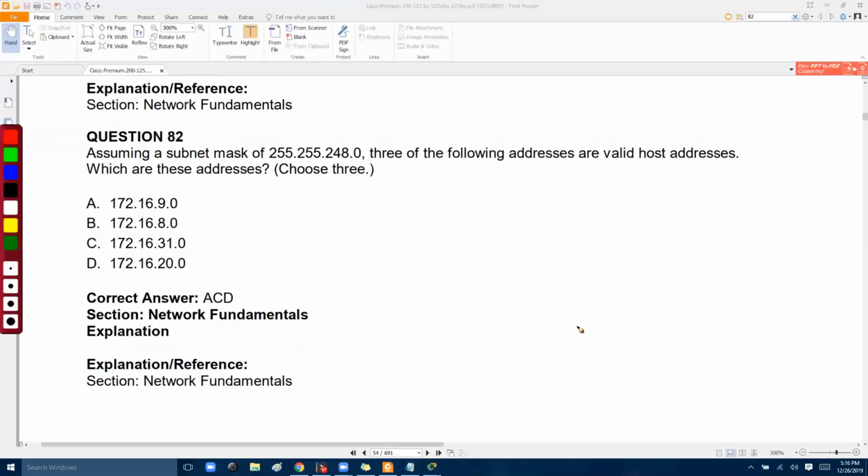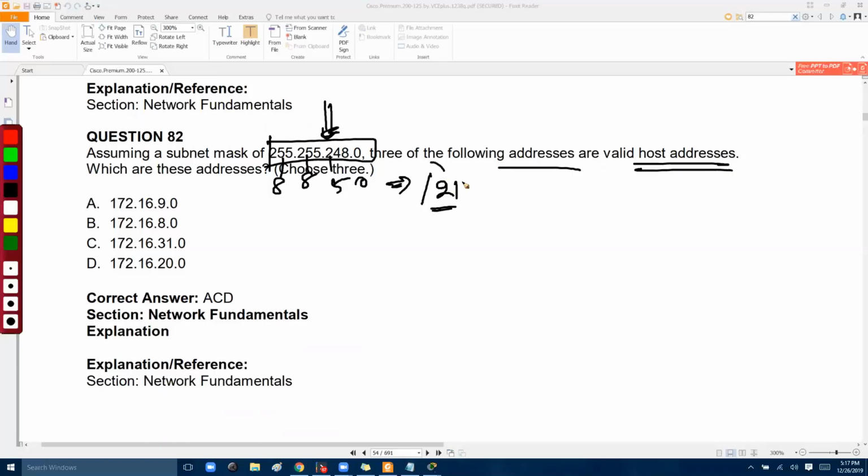So the next thing, there is one question sample we'll see. Assuming the subnet mask is 255.255.248.0, which three addresses are the valid host addresses? As per this subnet mask, first we need to figure out how many bits. 8 and 8 is 16, and here 248 means 5 bits. So the slash value is going to be /21. So /21 means, according to this, the host bits will be how much? 11, right? So 11 plus 21 is going to be 32.